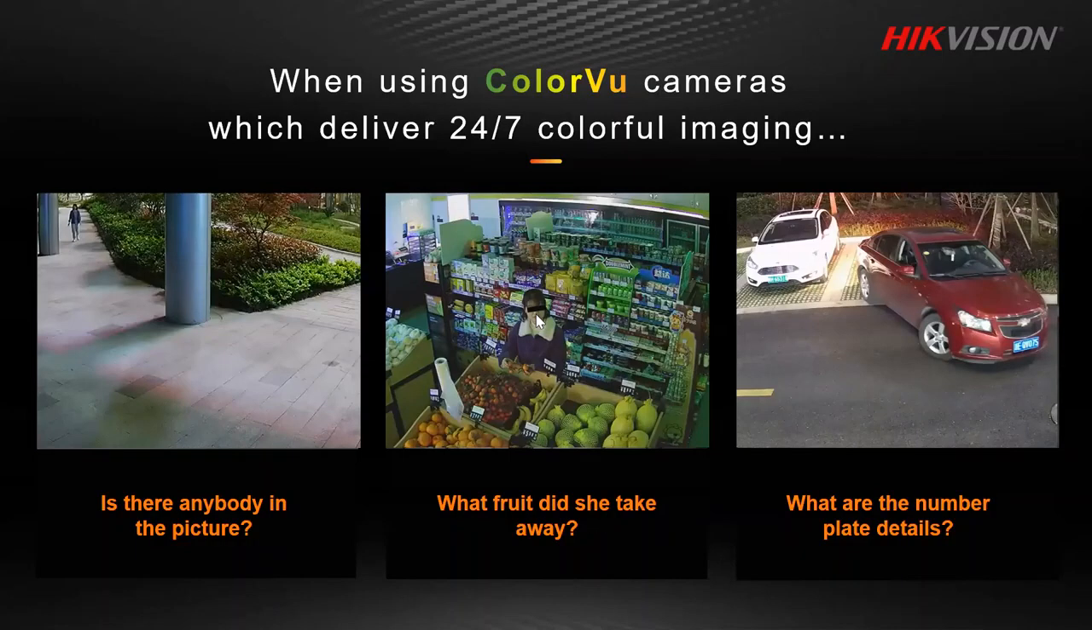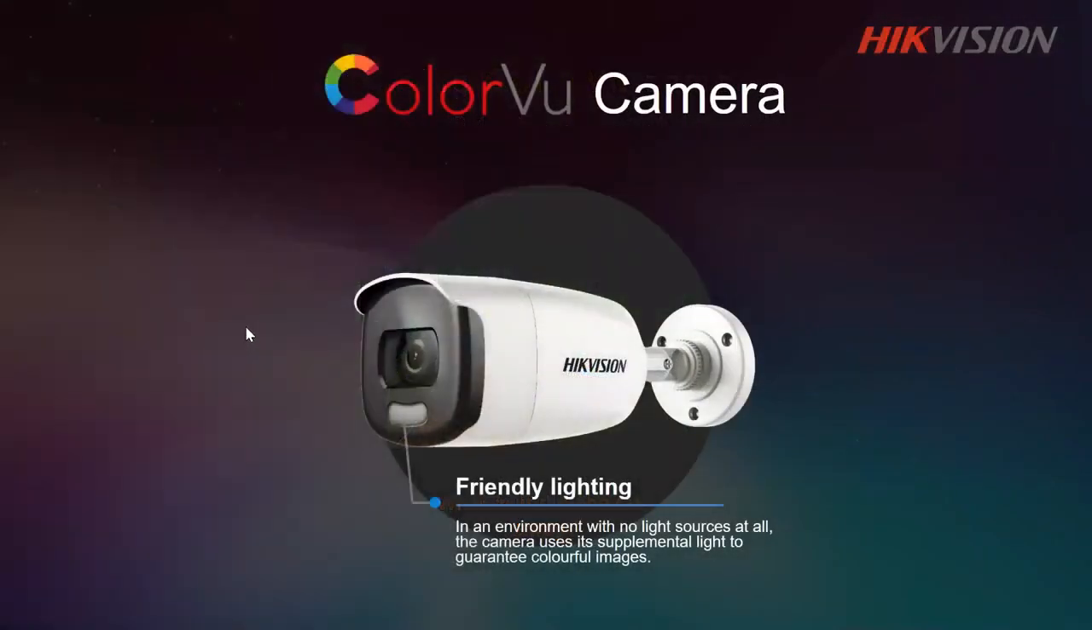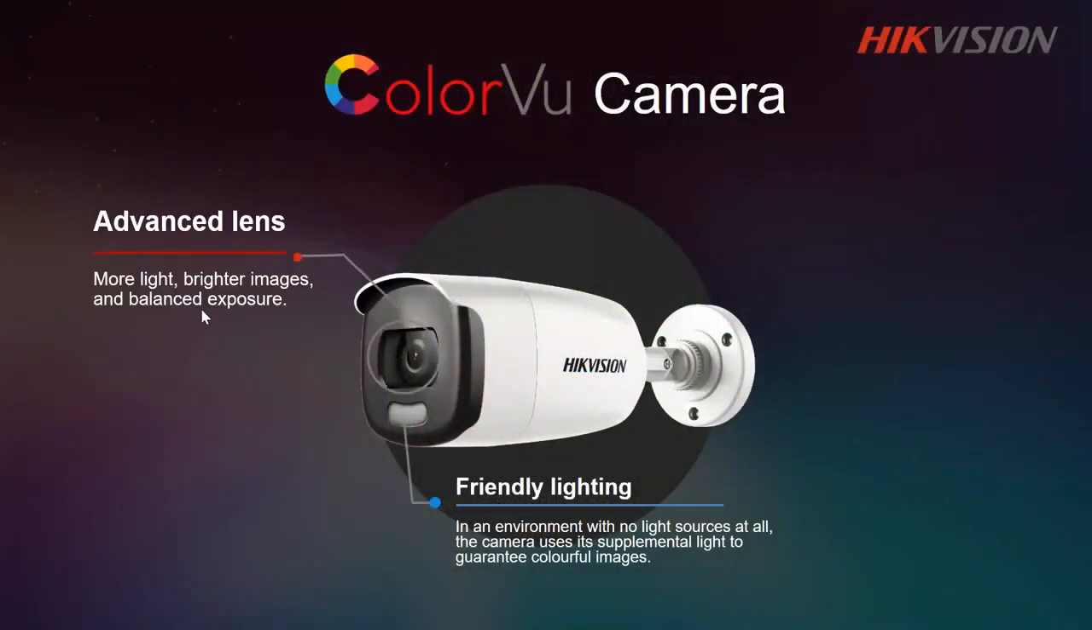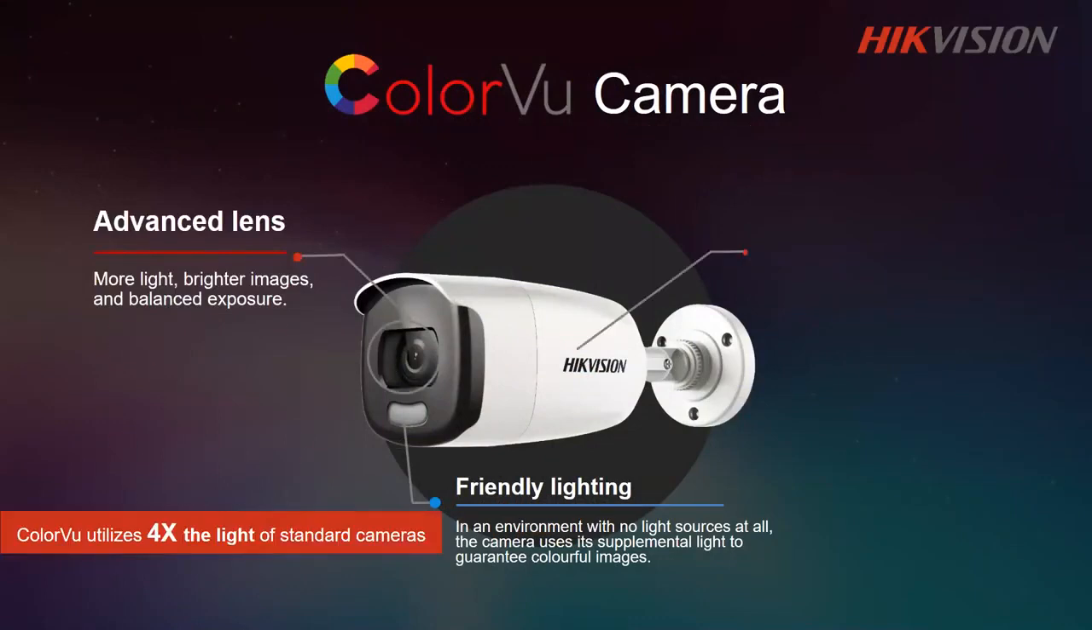In this scene here, you can see quite clearly what fruit the woman is taking. More importantly, in the last scene here, you can tell the colors of the car. You can quite clearly see the registration numbers. So a massive, massive advantage. So conventional cameras can easily miss details, especially at night, where ColorVu cameras were designed to conquer this very problem. So a massive advantage, obviously, when you introduce color within the scene itself.